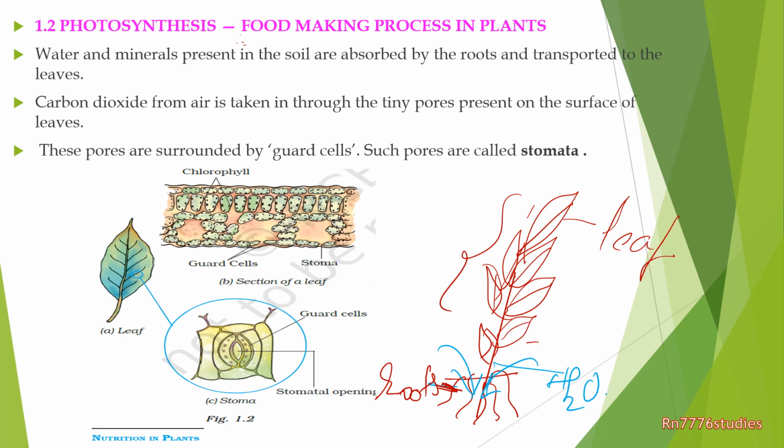Let us see what happens. The water and minerals are absorbed by the roots and transported to the leaves and stem. That is the first point. The second point is that carbon dioxide from the air is taken in.